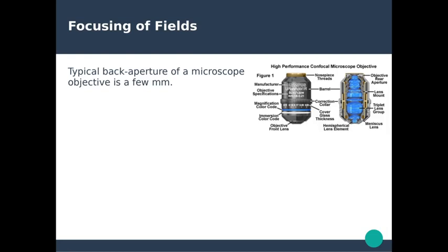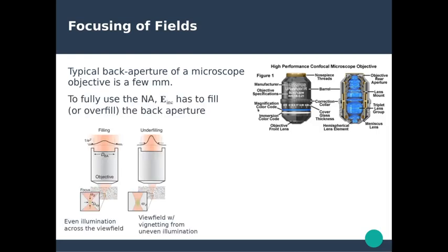However, we don't necessarily care about how light goes through here, but rather we need to pay attention to how light comes on the back aperture. So in order to fully use the numerical aperture of this objective, the incident electric field you're sending onto the back aperture needs to fill, or actually overfill if possible, the back aperture. So what's the filling and underfilling?